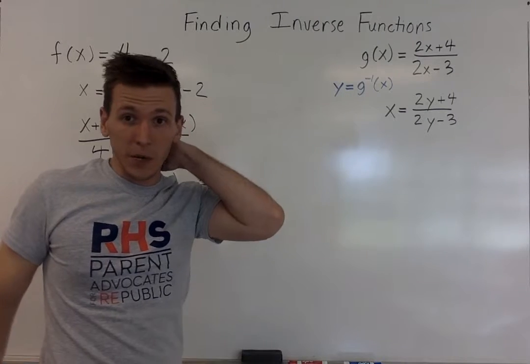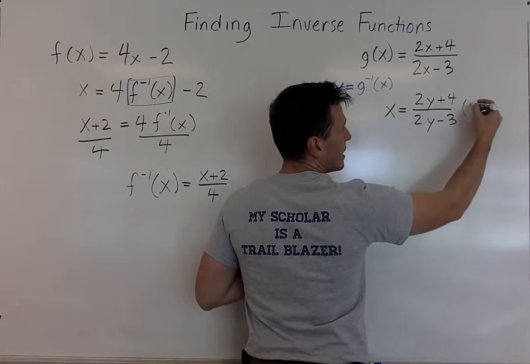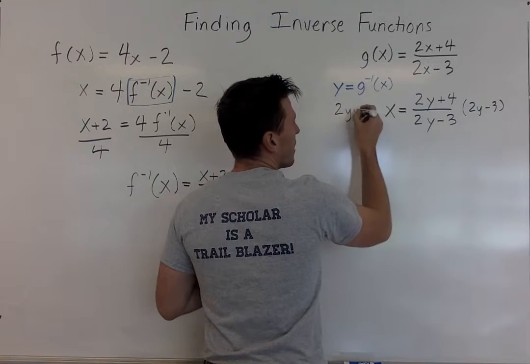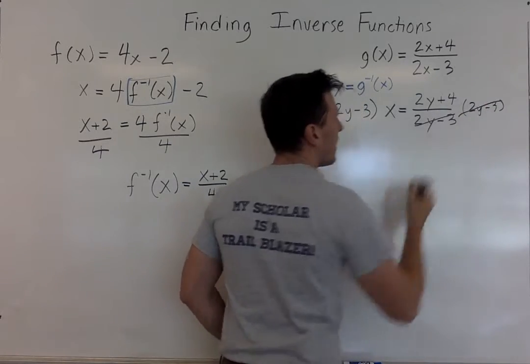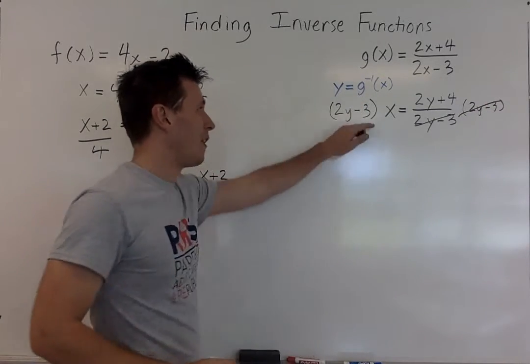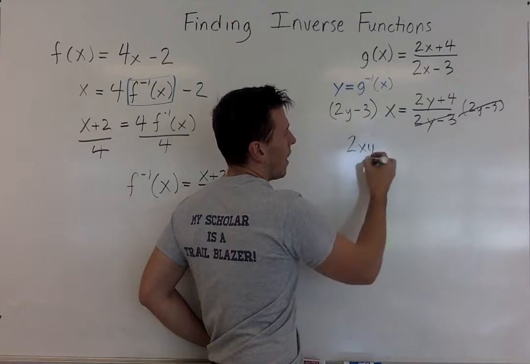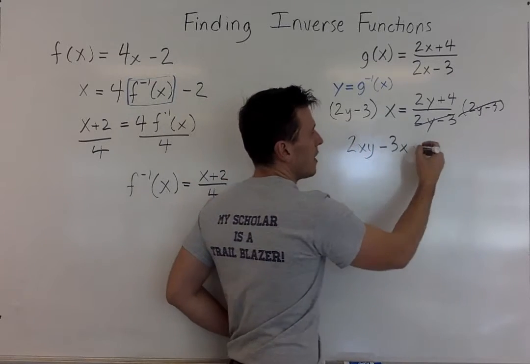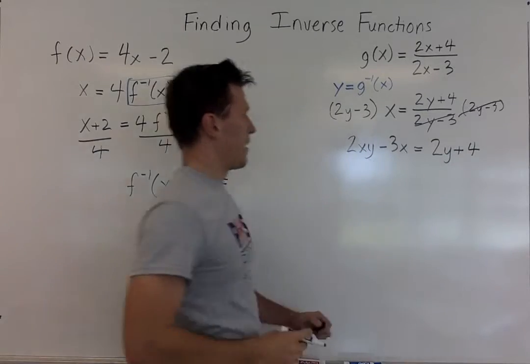From here, it's just a series of inverse operations. First thing that I'll do is multiply both sides by 2y minus 3 in order to cancel out the denominator. So on the right side, that divides out to 1. On the left side, I'll distribute that. This becomes 2xy minus 3x, distributing the x to both terms. And the right side becomes 2y plus 4.